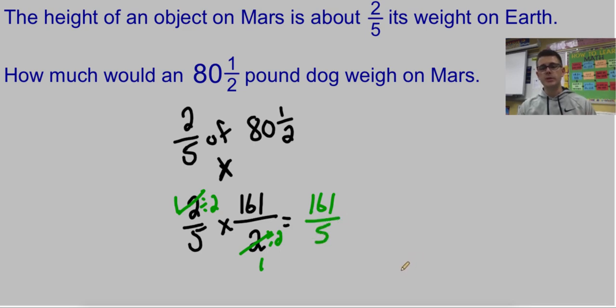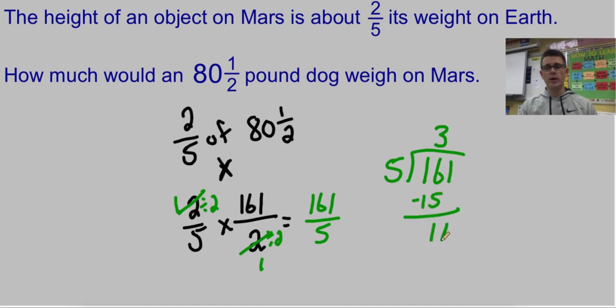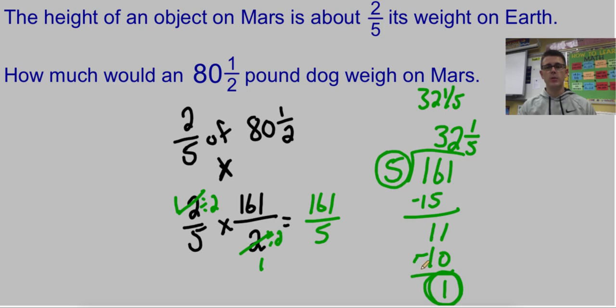Now, you might be able to do some mental math here, but whenever you're trying to turn an improper fraction into a mixed number, a division problem really will work just fine. 161 divided by 5. 5 goes into 16 3 times, which is 15. Subtract, get 1, and bring down another 1. 5 goes into 11 2 times, which is 10. That leftover remainder, that's your fraction, and the denominator, what you were dividing by, stays the same. So an 80.5 pound dog on Earth would weigh 32 1/5 pounds on Mars. But that word of was kind of my key there. It told me that I wanted to multiply.